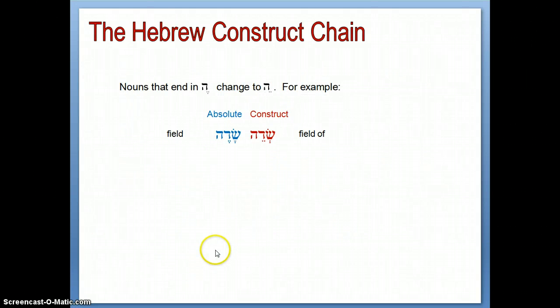Let's look at another example. Let's look at nouns that end in segol he. They change to tsere he. For example, sadeh, as you know, is field. If we wanted to say field of, notice that instead of a segol he, the ending is tsere he. Notice that the qamets reduced to a schwa. So there's a little vowel reduction there in the construct version.